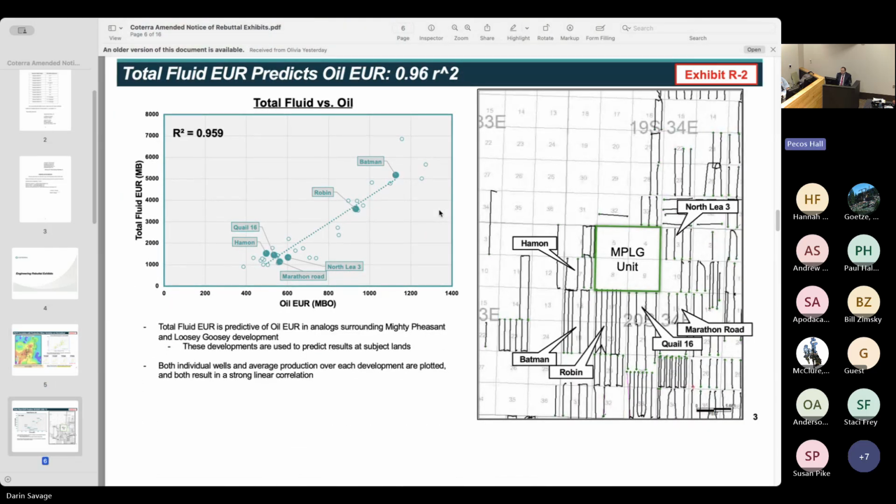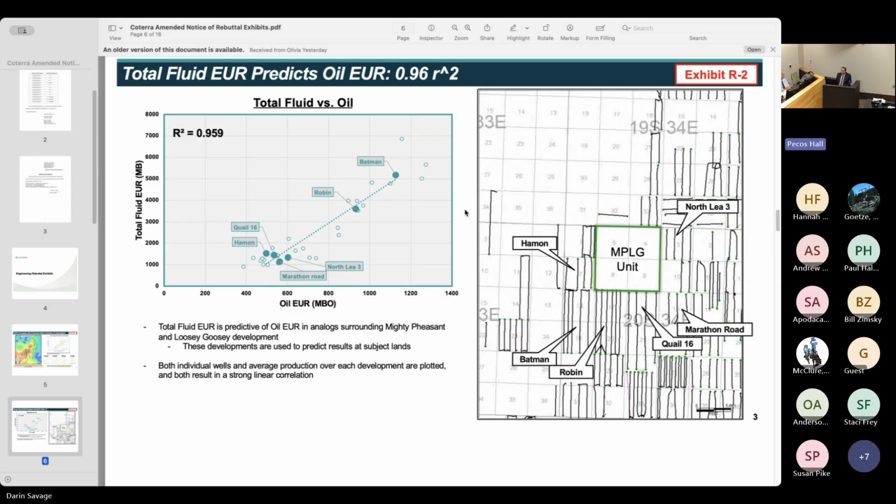And can you tell the commissioners what this slide is depicting? Yes, so this is taking the next step when converting total fluid to predicting oil recoveries. What we're effectively doing is looking at a relationship between total fluid on the y-axis and oil EUR on the x-axis. The data points are concentrated around the Mighty Pheasant Loosey Goosey, just to illustrate the well results near there. Specifically, we have called out the developments that are called out on the map.